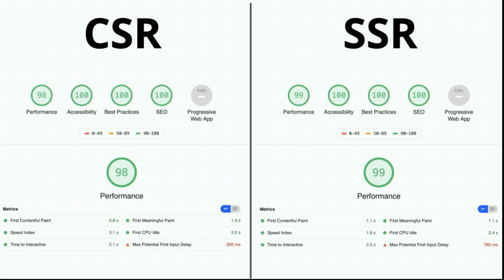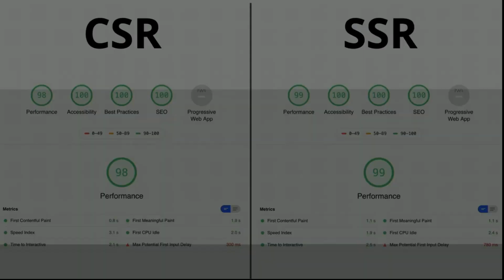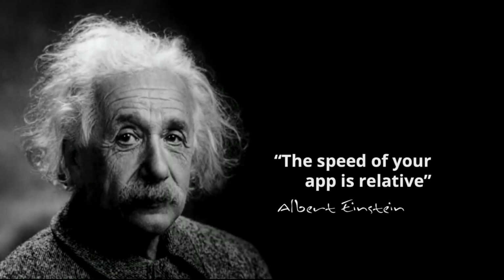But if you look in detail at the rest of the metrics, you can see a difference between the speed index in the CSR and SSR. The speed index in the CSR shows 3.1 seconds. The other one is like 1.9. So why is this happening and how does that work? Then we need to start understanding the nature of speed. What is speed? What's performance for a web application? And someone before talked about the nature of speed and studied it. And Albert Einstein once said, "The speed of your app is relative."